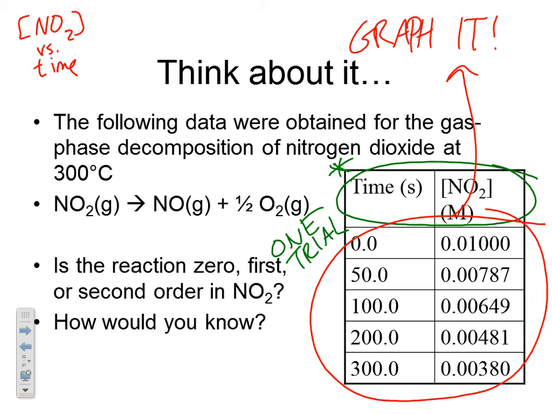And that's it. Then we want to take the natural log of each of the NO2 concentrations that are here and graph the natural log of concentration versus time for our second graph. And then for our third, we want to do 1 over the concentration of NO2 versus time. What we're looking for is which graph gives us the straight line, because only one will give us a straight line, and whichever one, that's going to be how we figure out the order. Look for the straight line.